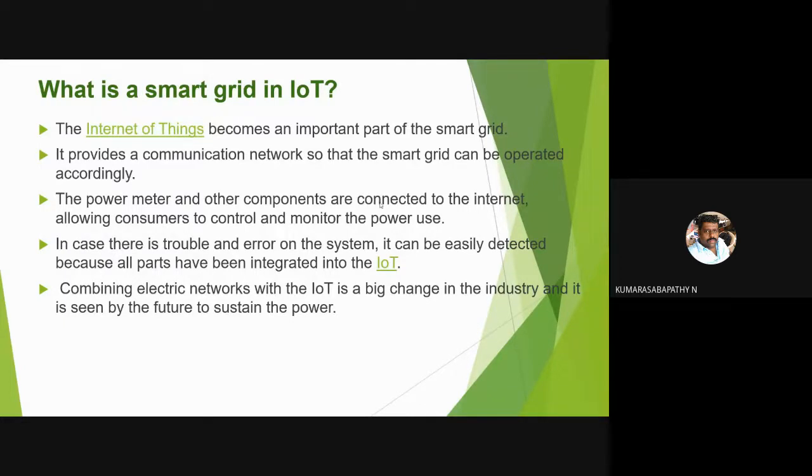The power meter and other components are connected to the internet, allowing consumers to control and monitor their power usage. In case of trouble or error in your system, it can be easily detected because all the parts will be connected through the Internet of Things. So combining your electric network with IoT is a big change in the industry, and it is seen as the future to sustain power.